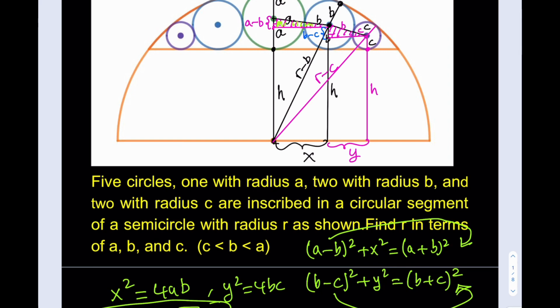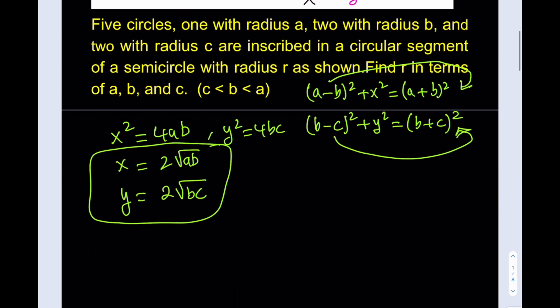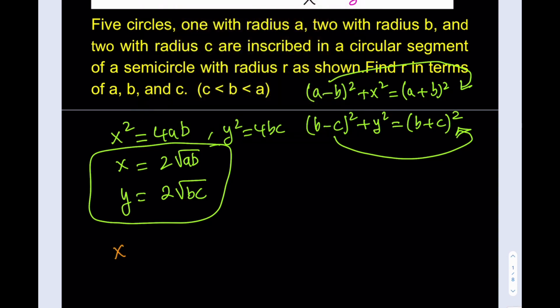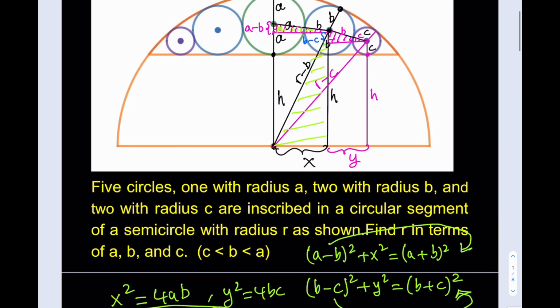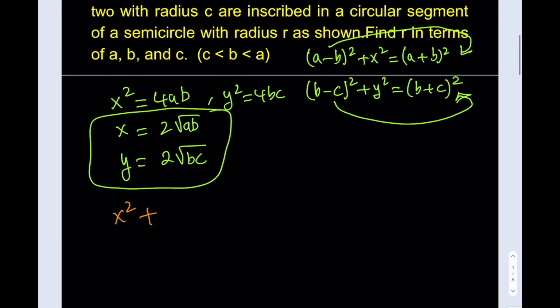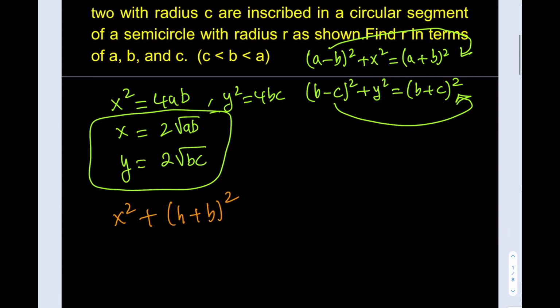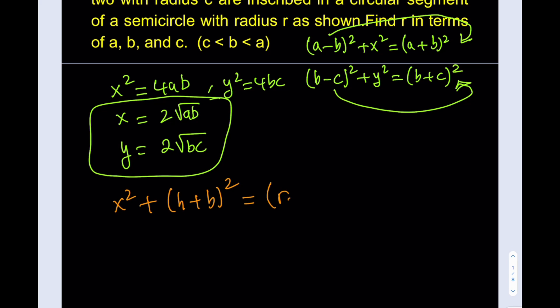Now let's go ahead and work on these two right triangles. And what are they? Okay, the first one is this one. The base of that triangle is x, so I'm going to write x². Let's change colors here. Plus, what is the height? The height is h + b. So it's going to look like this. And what about the hypotenuse? The hypotenuse is r − b. Remember, we wrote that before. Okay, awesome. (r − b)².